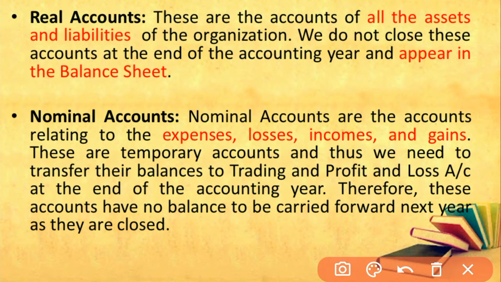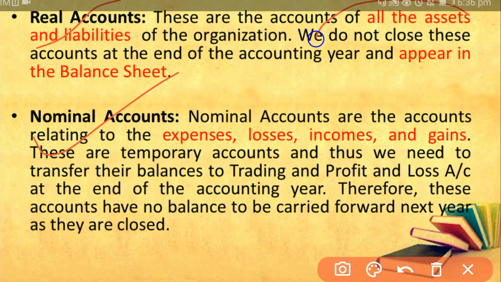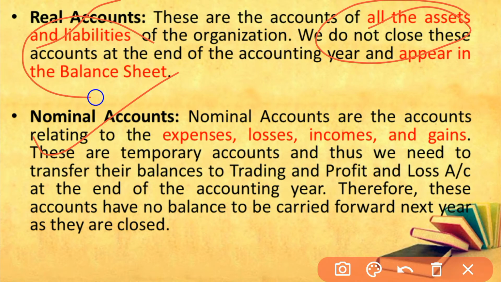This is the impersonal account. One was the real account, another one was the nominal account. What are real accounts? These accounts hold all the categories of my assets and liabilities. You have to remember this. All the assets and my liabilities are my real accounts. Also, we do not close these accounts at the end of one accounting period, and hence they appear in the balance sheet. The reason being, if I purchase an asset, it will give me benefits over a future period of time.